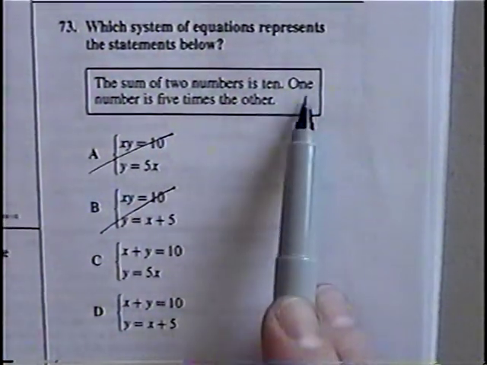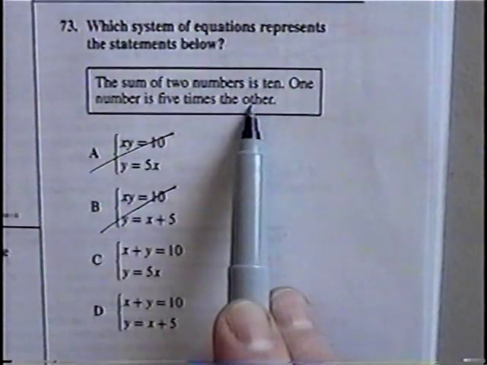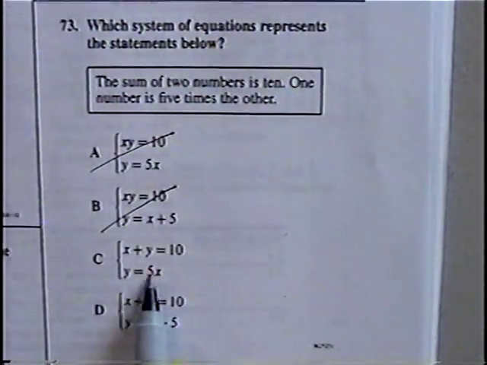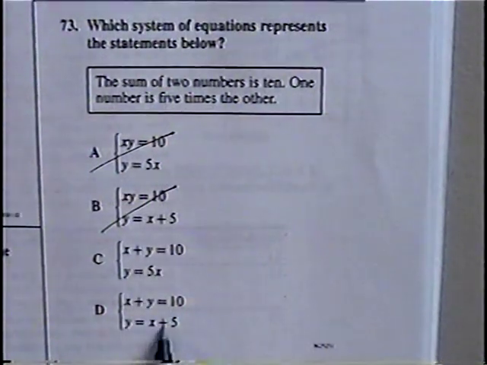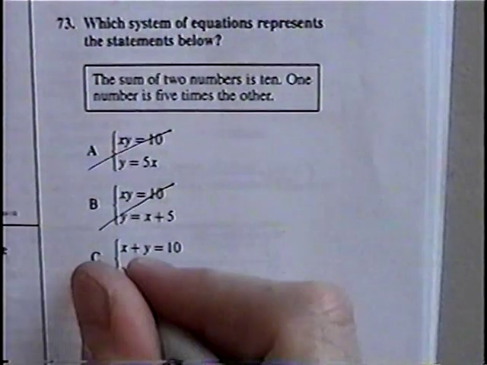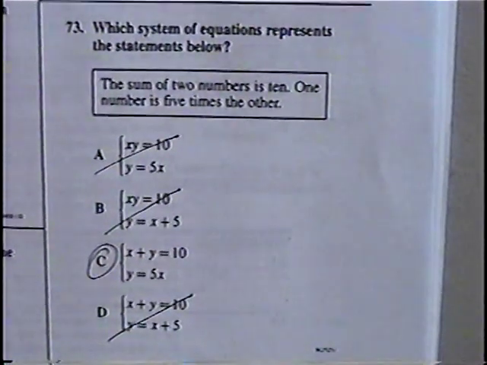Last part of the question says one number is 5 times the other, or one number is 5 multiplied by the other. Letter C has 5 times a number, whereas D has x plus a number. That's not multiplying by 5, that's adding 5. So your correct answer would be C.